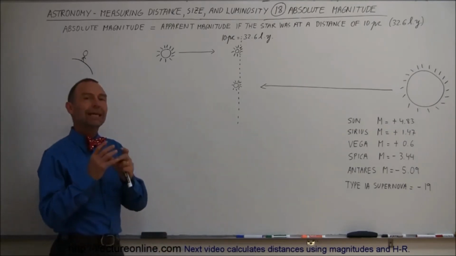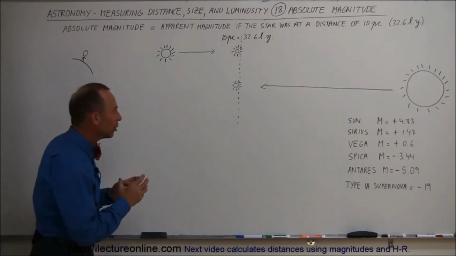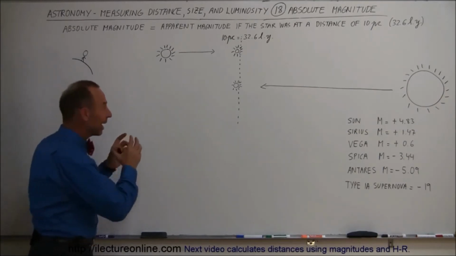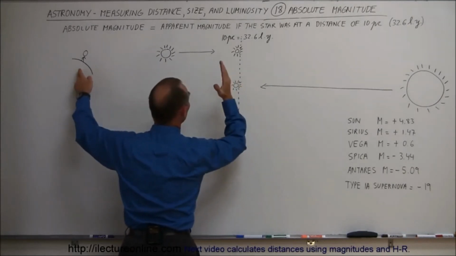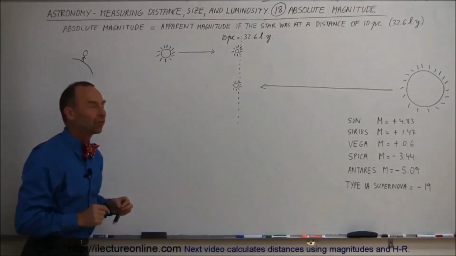If you want to know what the absolute magnitude of a star is, you would take the star, whichever star it is, and place it at a distance of 10 parsecs away from the Earth, and then see what the apparent brightness of that star would be.